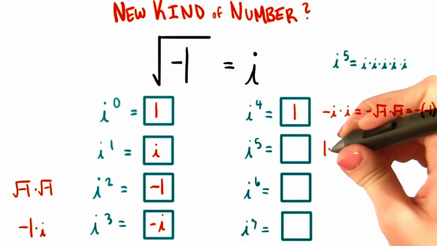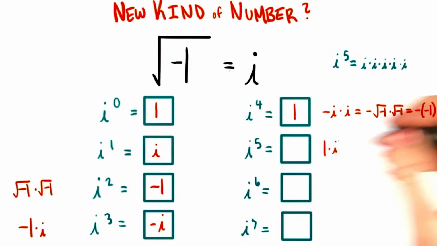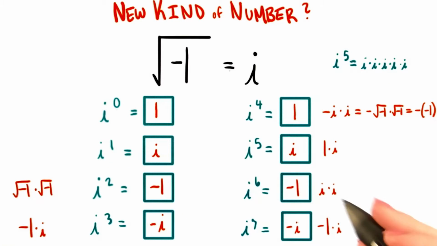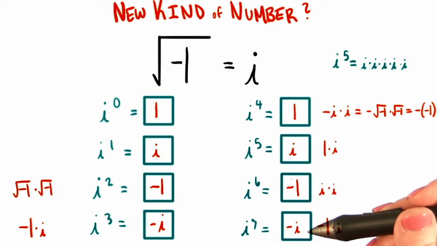i to the fifth is i to the fourth times i. So 1 times i, which is i again. That's the same as i to the first. And we can see the pattern continues for i to the sixth and i to the seventh.